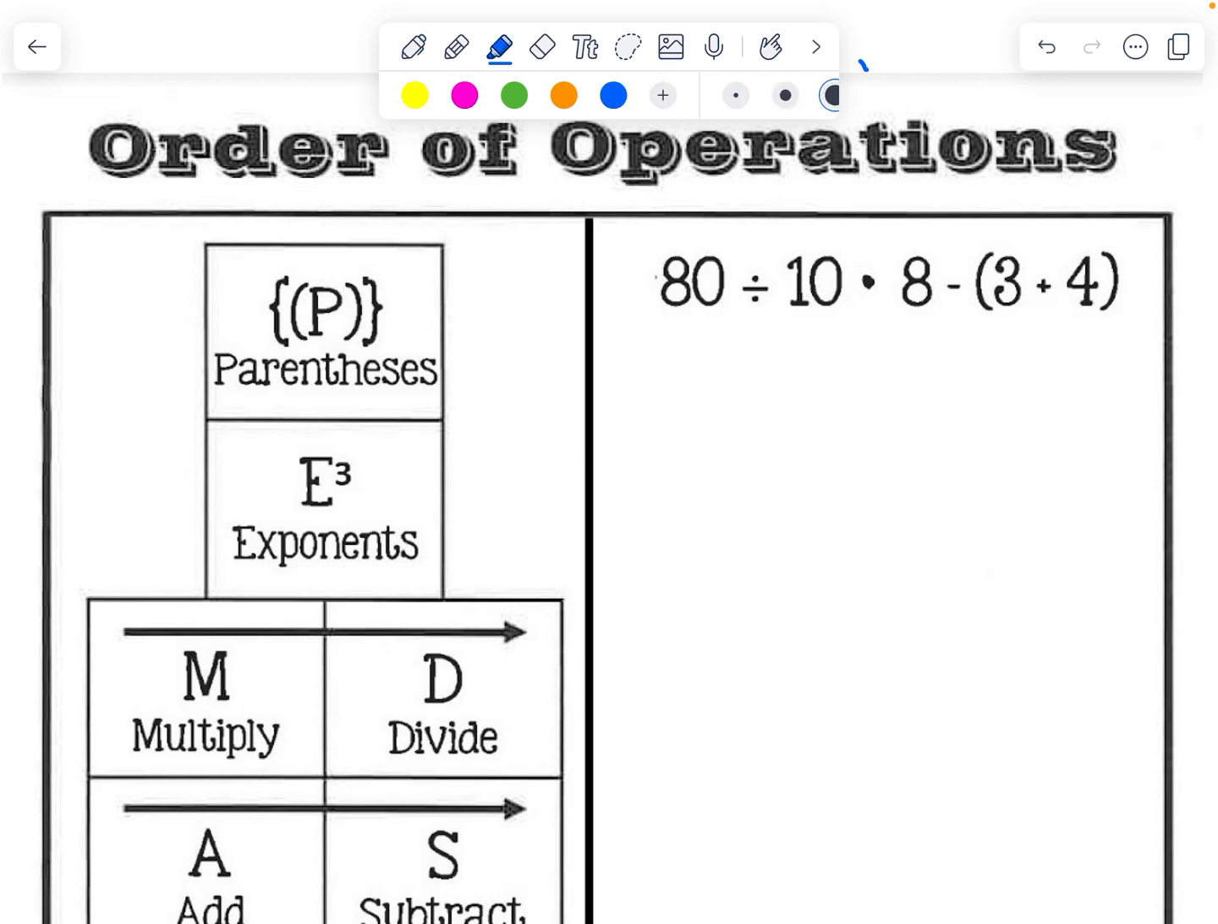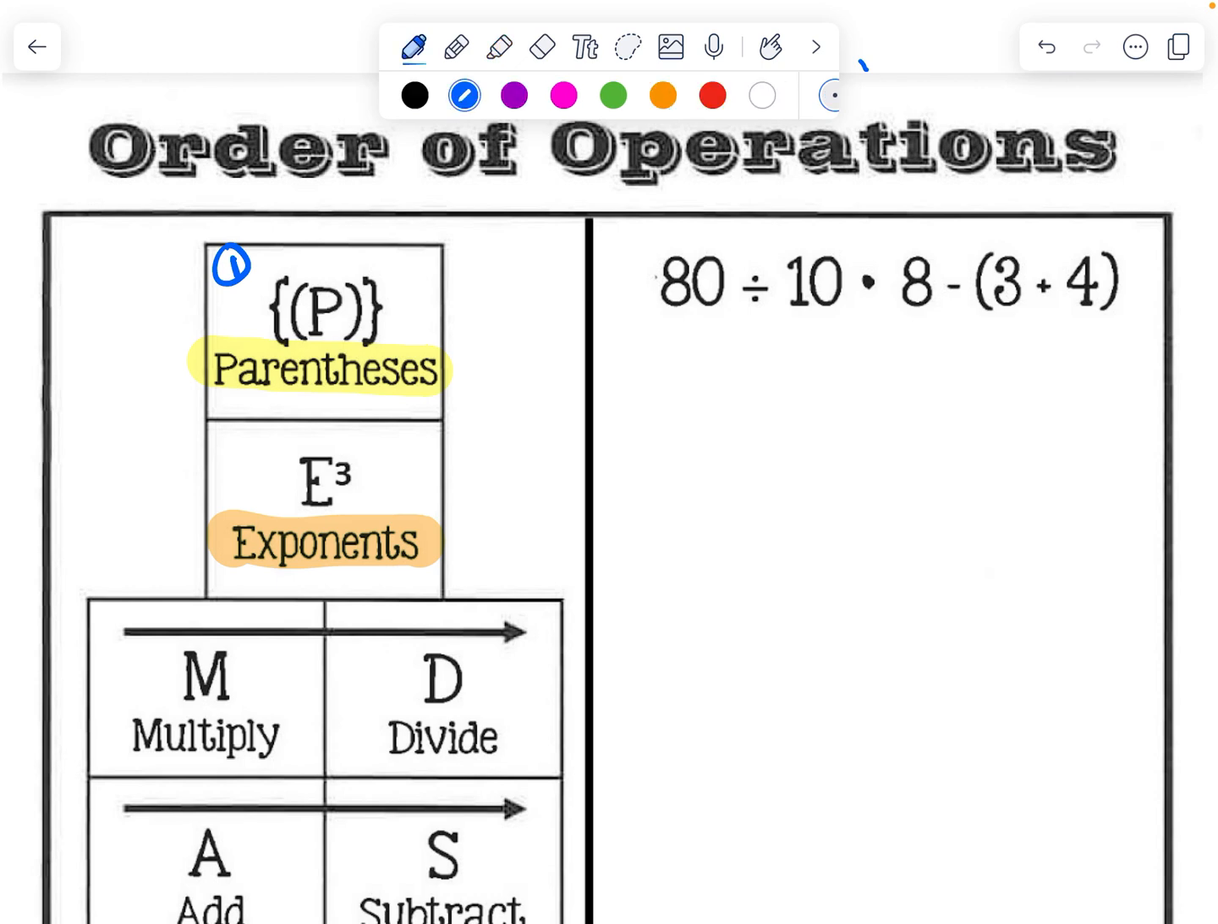So the P stands for parentheses, but it's not limited to just parentheses. As you can see, there are also brackets or any other grouping symbols, which you would work from the inside out. That's your step number 1 in order of operations. Step number 2 is exponents. That's going to be the second thing you look for.